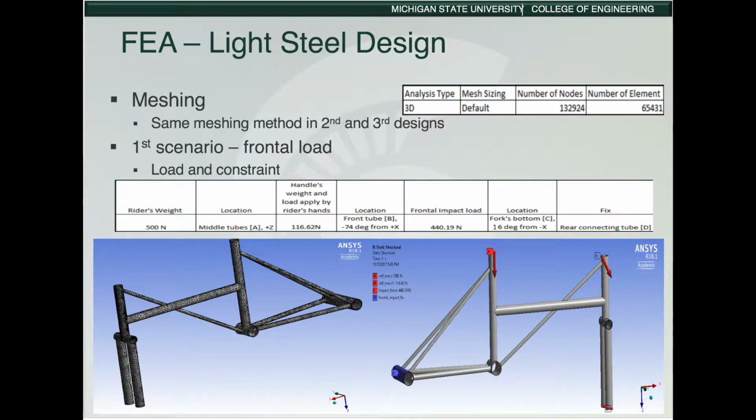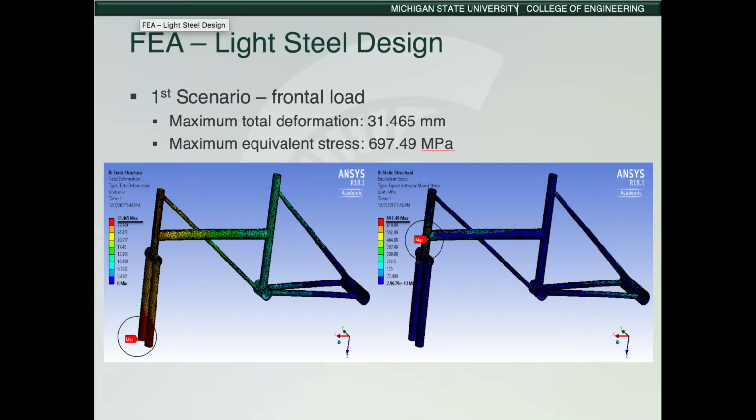This is the information mesh, and we assume the person rides a bike, so there are forces on the middle tube and handle. For frontal impact, we put 440 newtons on the frontal pipes and fix the back tube. This is the total deformation distribution after analysis. The maximum is here, which is 31 mm, and for stress, the maximum is here, which is around 700 megapascal.